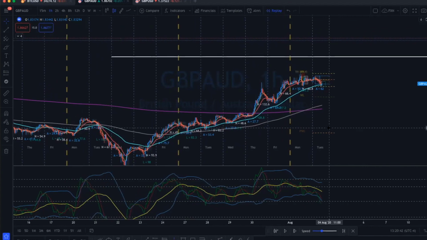Yeah, that's a good point as well, Gerard, that there's definitely divergence here on the 1 hour. Yes. So good point on that. So my bias is more towards selling than buying at this point because of all of this.